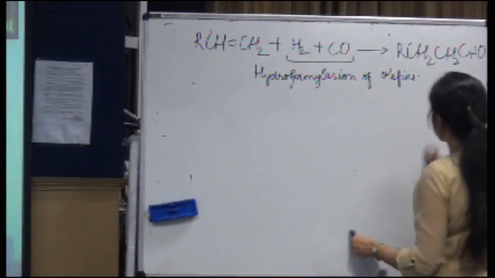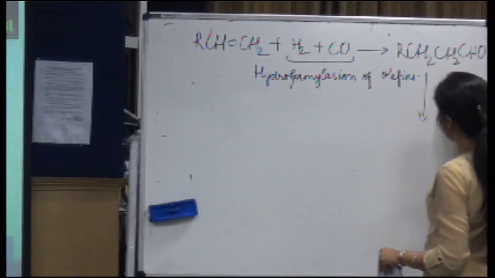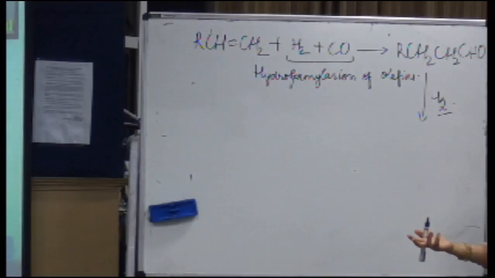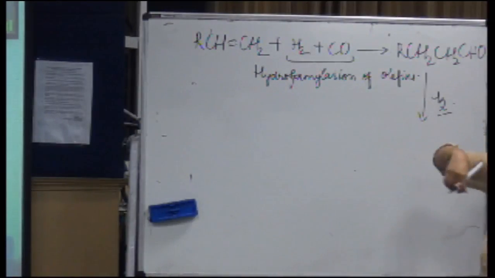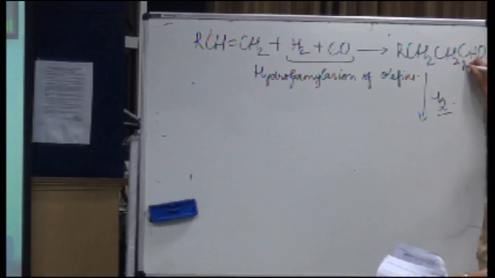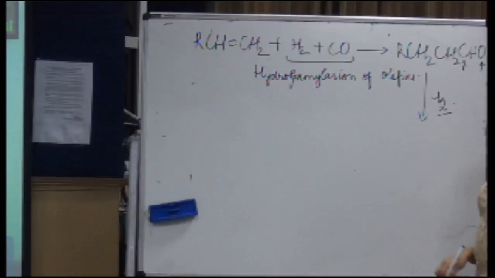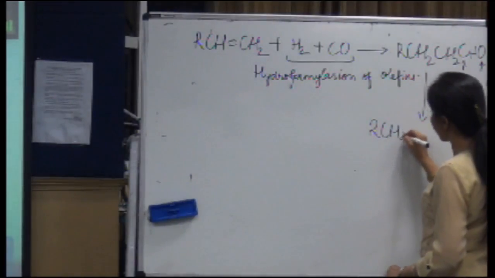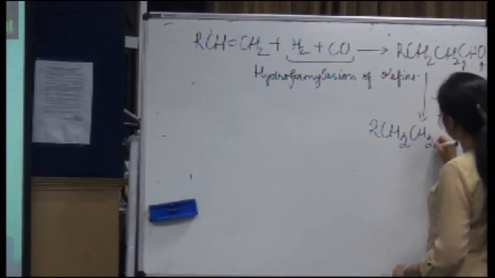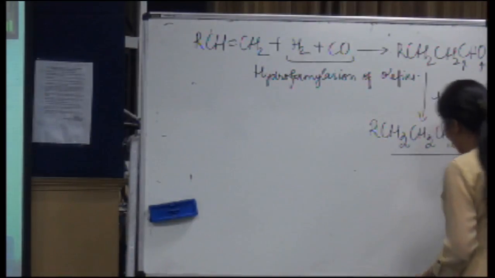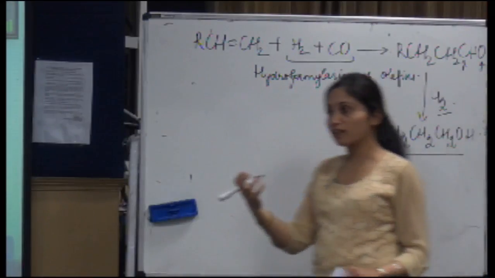Otherwise if I simply react it with H2, so what will happen? I will get an alcohol. Did you understand? Now if I want to prepare from aldehyde, I add H2 to it, it will form alcohol, because one H will go to this carbon, one H will go to the oxygen. So what will I get? I'll get RCH2CH2OH.